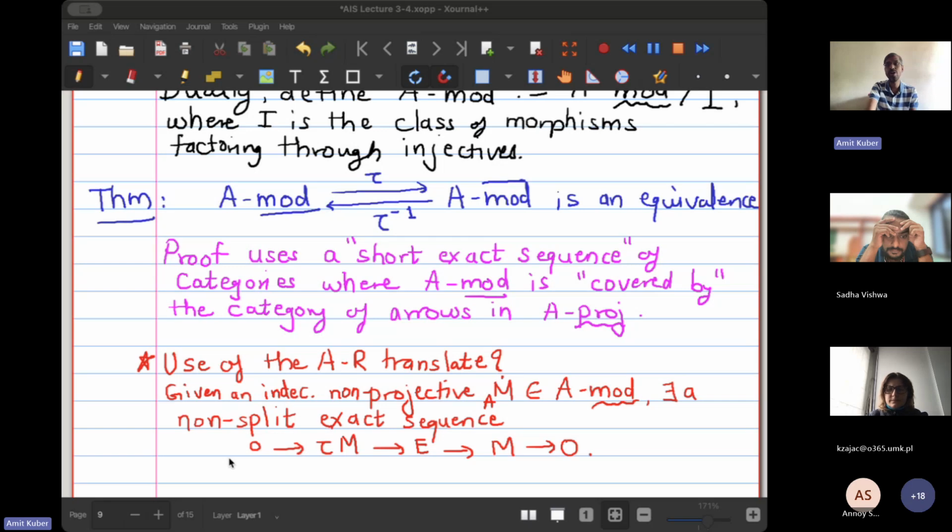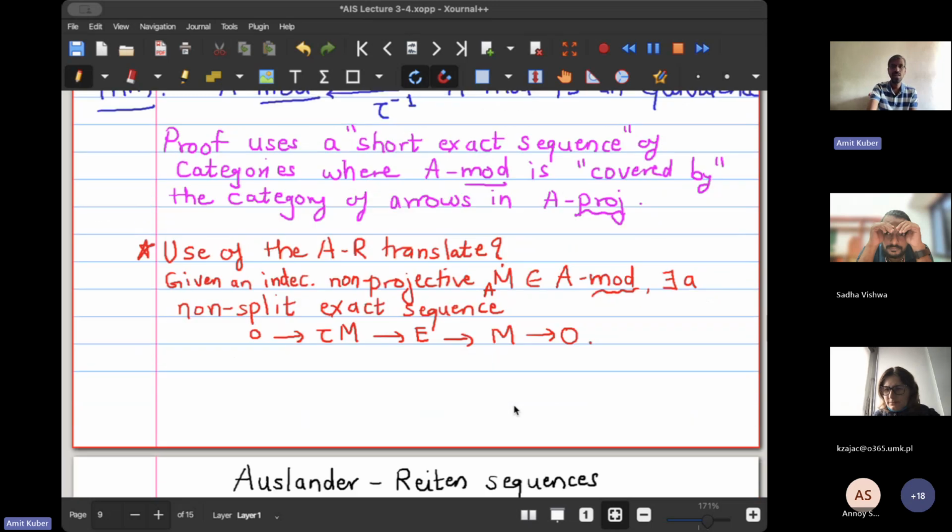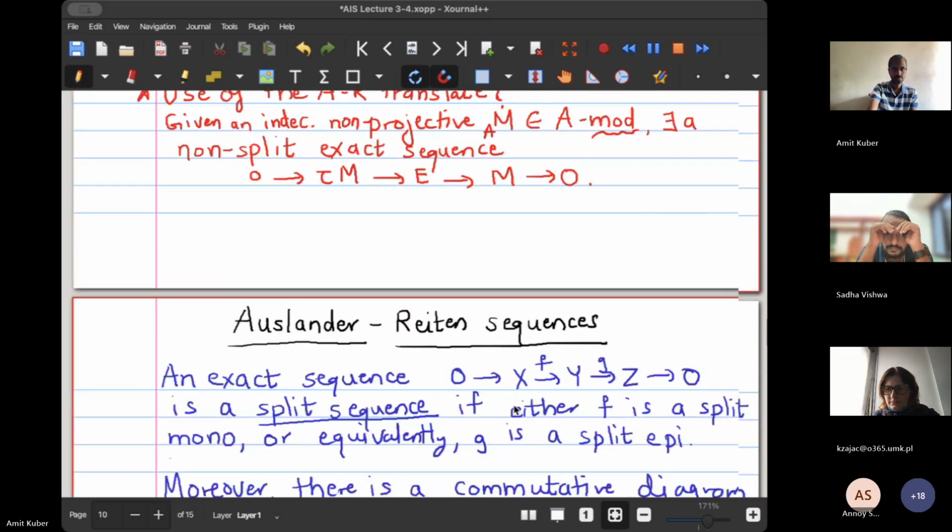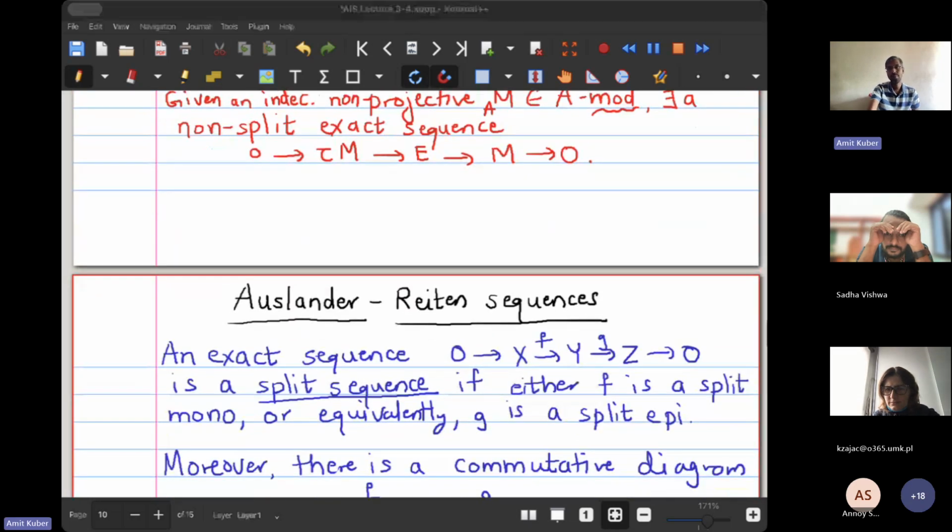Existence will be a consequence of the Auslander-Reiten formulas. And what is this definition? Why is this particular type of sequence important? Well, let us look at that. Split sequences in some sense are the best ones.